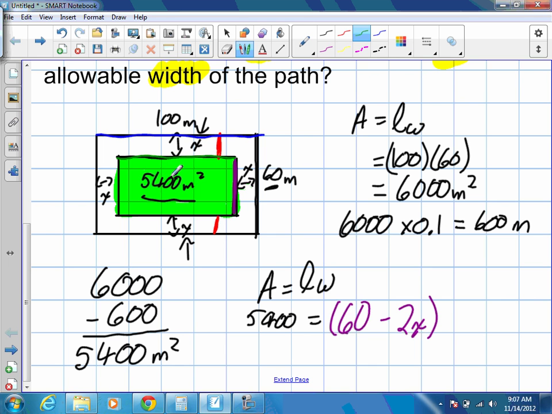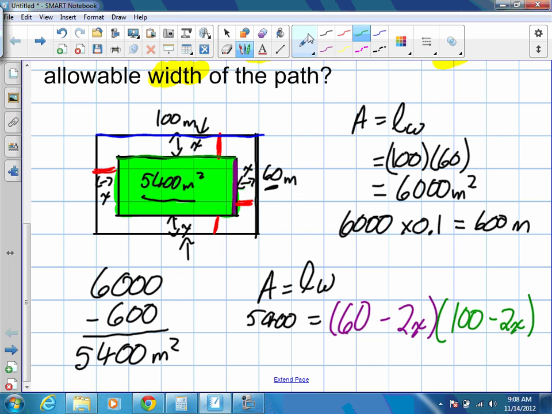That's right, 100 minus 2x. The reason is that we started with 100 and we're subtracting these two red areas again, and each of their measurements is x. Since there are two of them, we're subtracting 2x. So the new length of this is 100 minus 2x. What form of a quadratic does this look like right now?